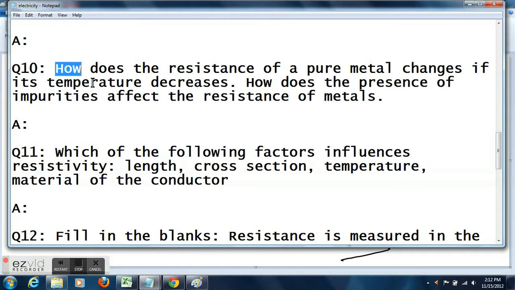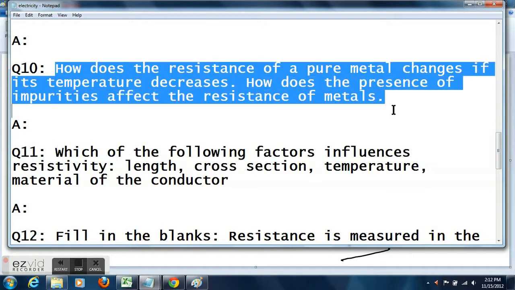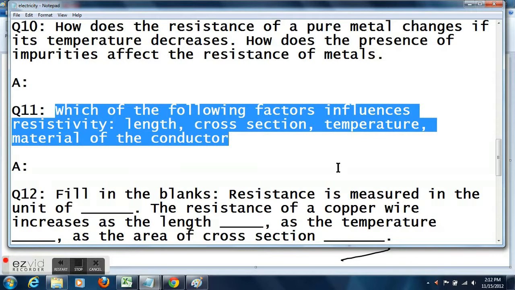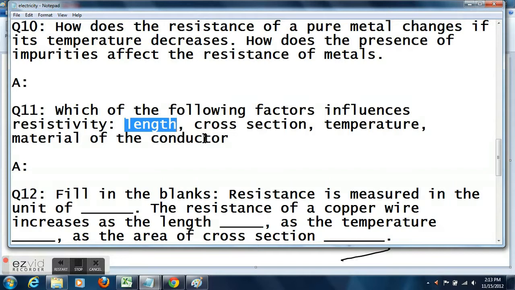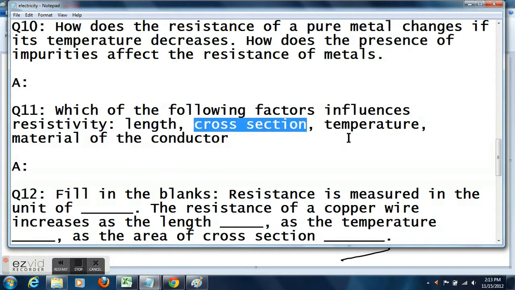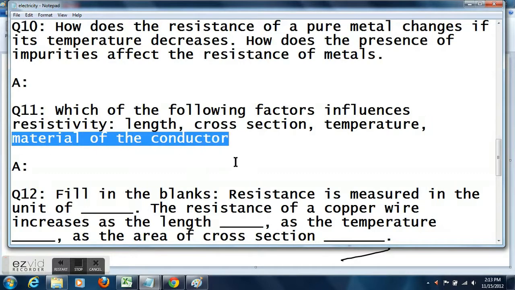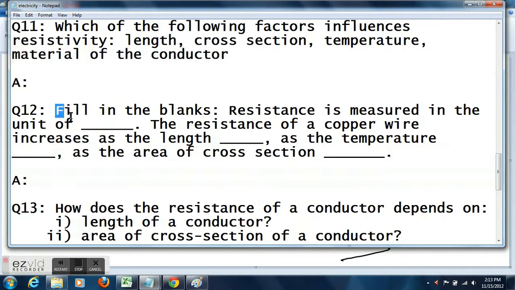Question number 10. How does the resistance of a pure metal change if its temperature decreases? How does the presence of impurities affect the resistance of metals? Question number 11. Which of the following factors influences resistivity? Factors are length, cross section, temperature and material of the conductor. Out of this you have to identify which are the factors which influence the resistivity.